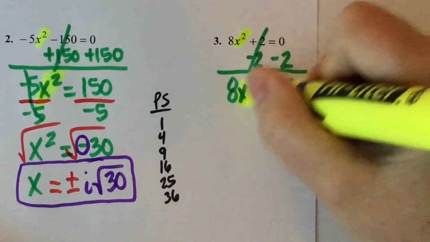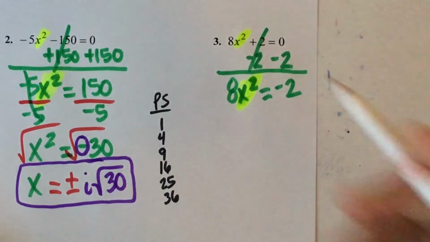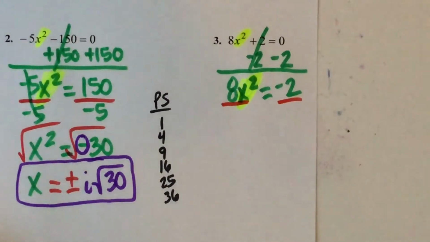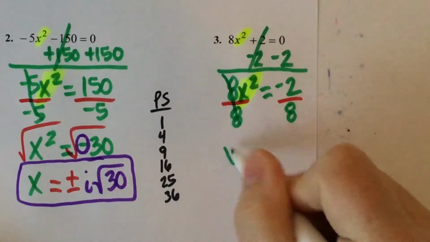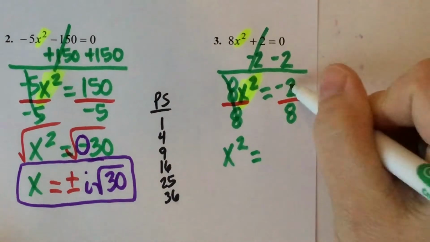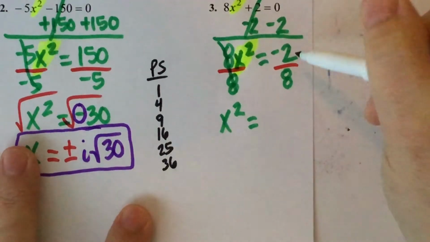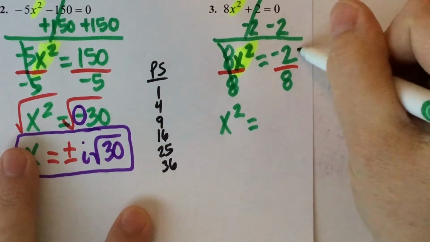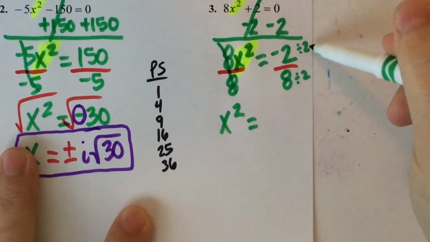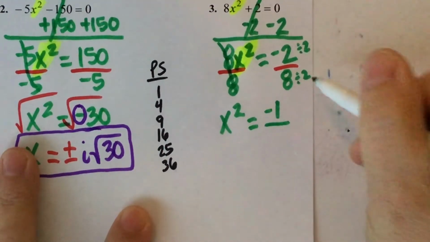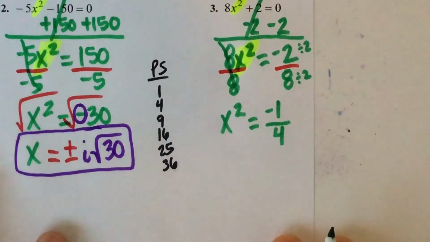I'm still trying to get x squared by itself. So how do you get rid of the 8? You divide. So we're going to divide both sides by 8. Now, this doesn't divide nice, even if a lot of you think that that's negative 4. It's not negative 4. But it does reduce. We can divide both of these numbers by 2. Negative 2 divided by 2 makes negative 1. 8 divided by 2 makes 4. So it makes a negative 1/4.